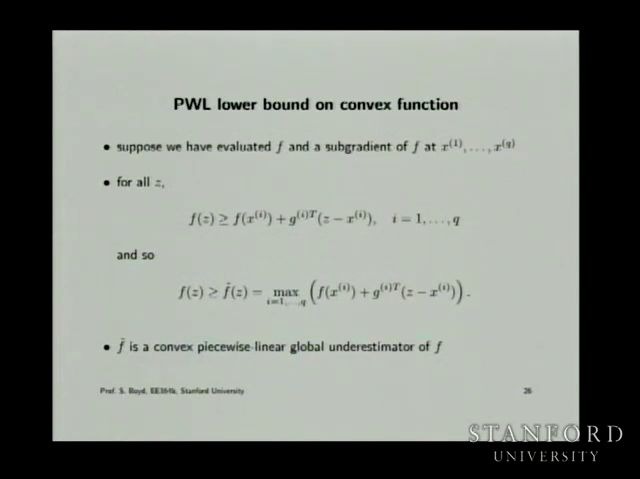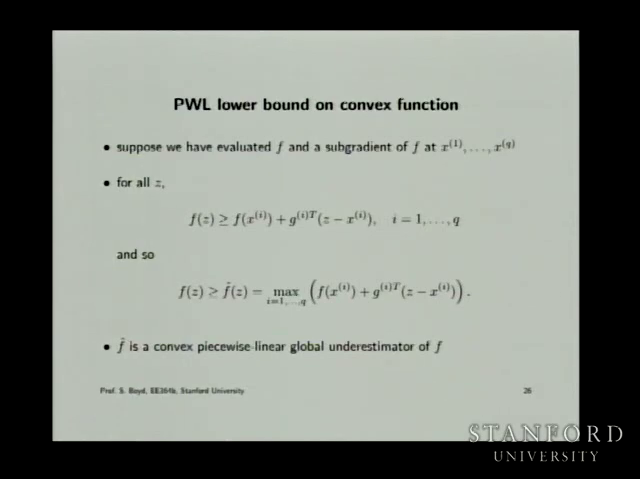We'll get to some of these in a minute. This is related to something called Kelly's method. But suppose you've evaluated a function f and a subgradient of f at q points. Actually, sorry, it doesn't need to be convex, but of course it has to have subgradients. So what that means is that f of z, by definition, is bigger than this for all z. So it says that this is an affine global lower estimate on f.